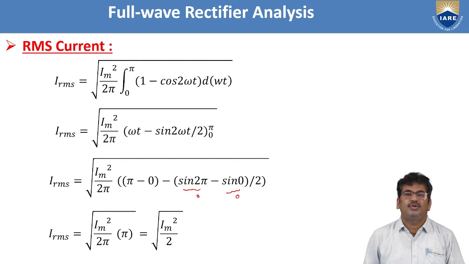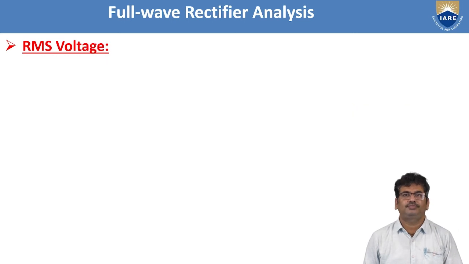IRMS is reduced to square root of Im square by 2 pi times pi, since pi minus 0 gives pi. So pi gets cancelled. What is left is square root of Im square by 2, and taking Im square outside of the square root, we get Im by root 2. As we know, Im is equivalent to Vm by Rf plus RL. IRMS in terms of voltage we can write as Vm by root 2 into Rf plus RL.